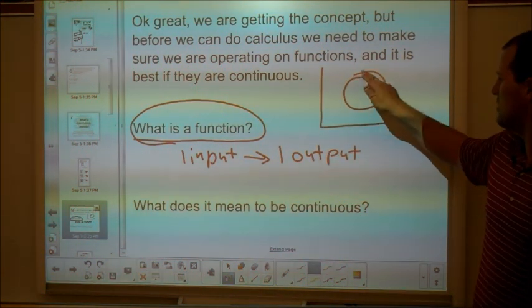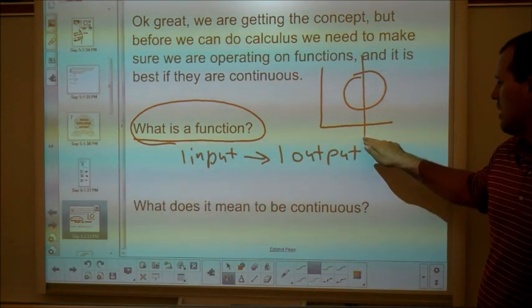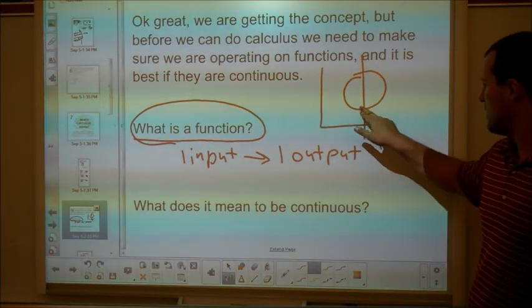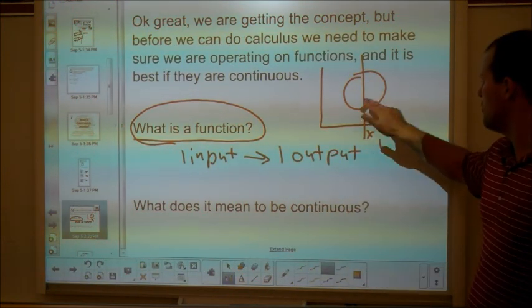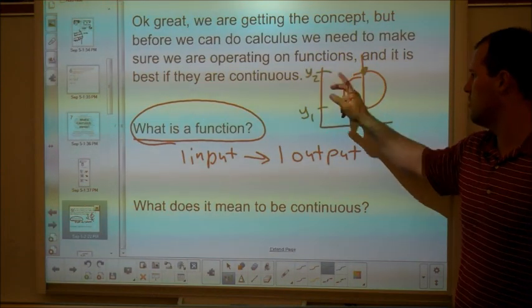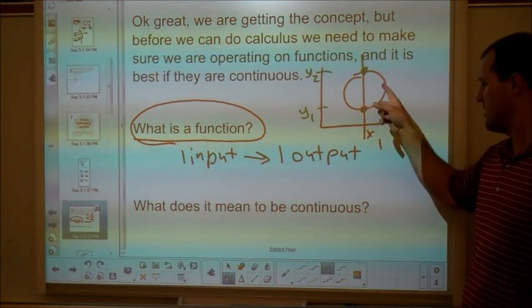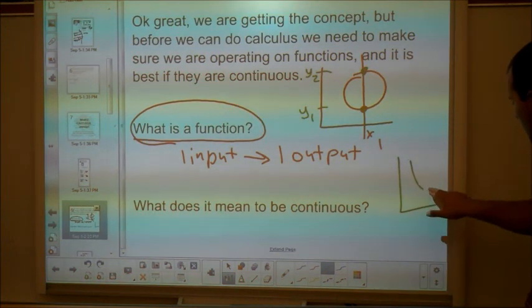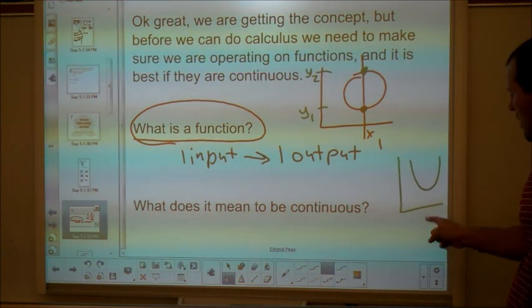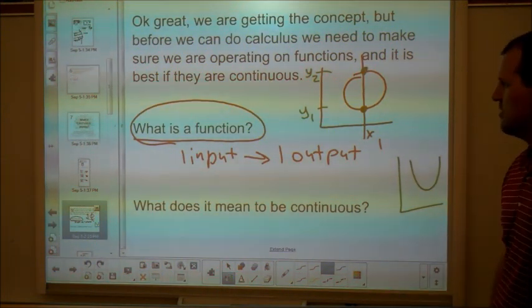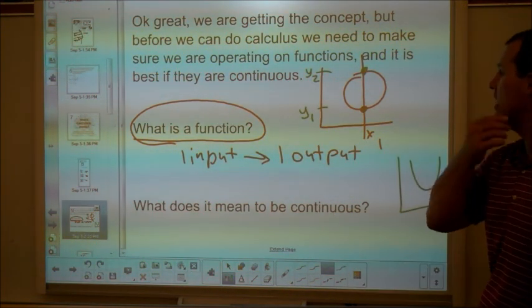So for example, if I take a circle and I put a vertical line through it, right here we have our input, that's our x value, we'll call it x sub 1. It is relating to 2 different outputs. I'll call them y sub 1 and y sub 2. So it's not a function. The vertical line hits it twice. However, if we have something like a little parabola, any vertical line can only touch the parabola one time, and that suggests that it's a function. Okay, so we like things to be a function.